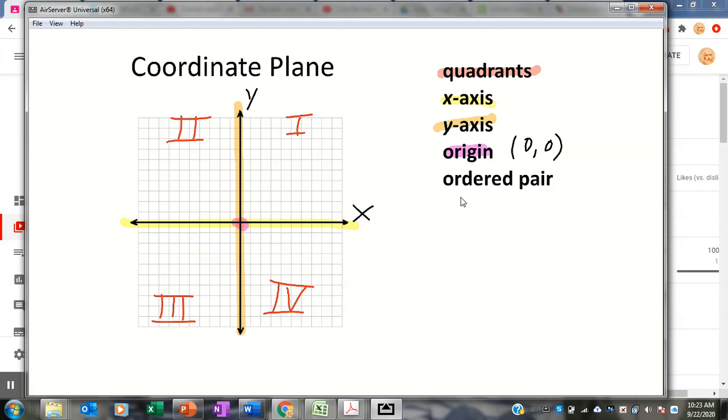And then speaking of an ordered pair, it is going to be x and then y. And it is important that you remember that order, x and then y. If I could draw the x a little bit better here. Sorry about that, x, y. So x is always how far left and right, and then y is always how far up and down. So that's a quick review of what a coordinate plane is and the parts of the coordinate plane.